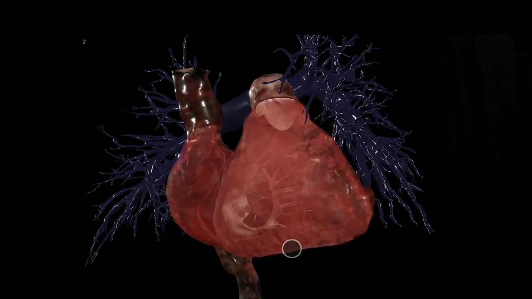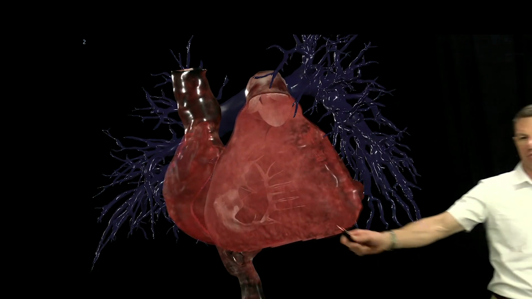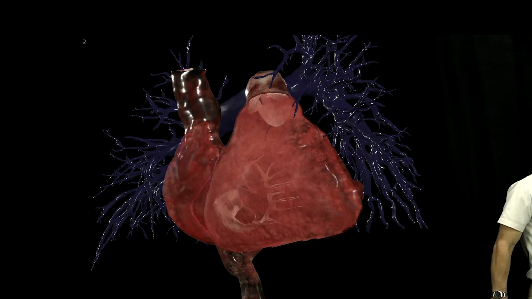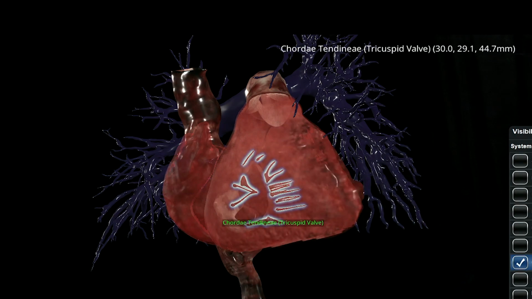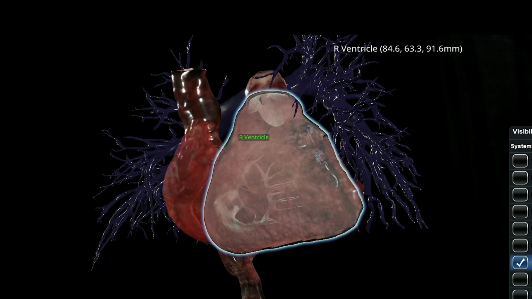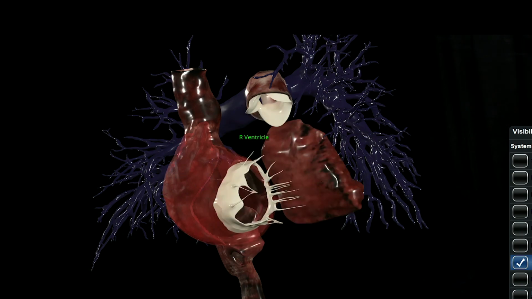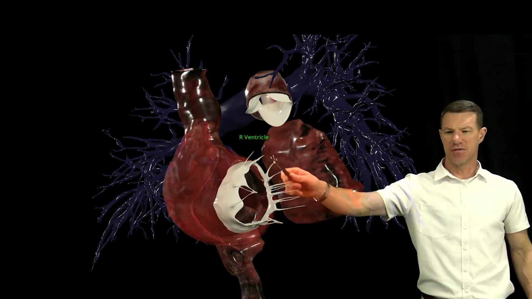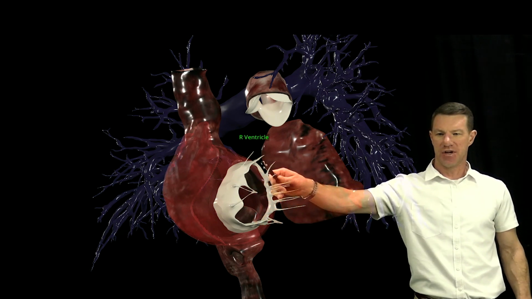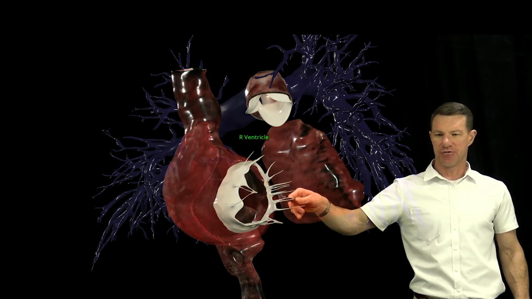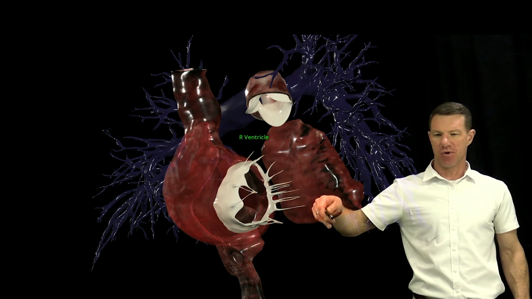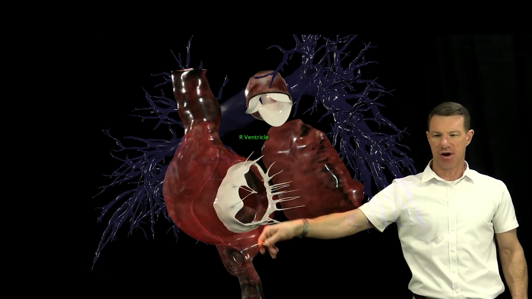So after the atria squeezes, you'll notice that we have this valve in here. Let's take my right ventricle away just for a second so we can look at this valve. So this is our tricuspid valve, and its sole job is to keep blood from backflowing from the right ventricle back into the right atria and traveling the wrong direction.